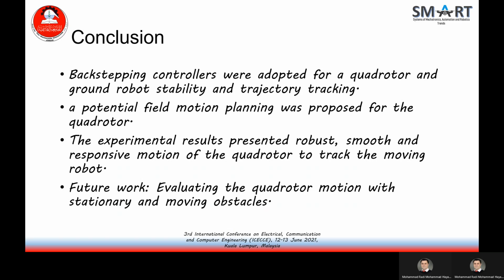The extension to this work will consider obstacles in the path of the quadrotor. Therefore, the motion planning system will include a repulsive force that helps the quadrotor to avoid stationary or moving obstacles.